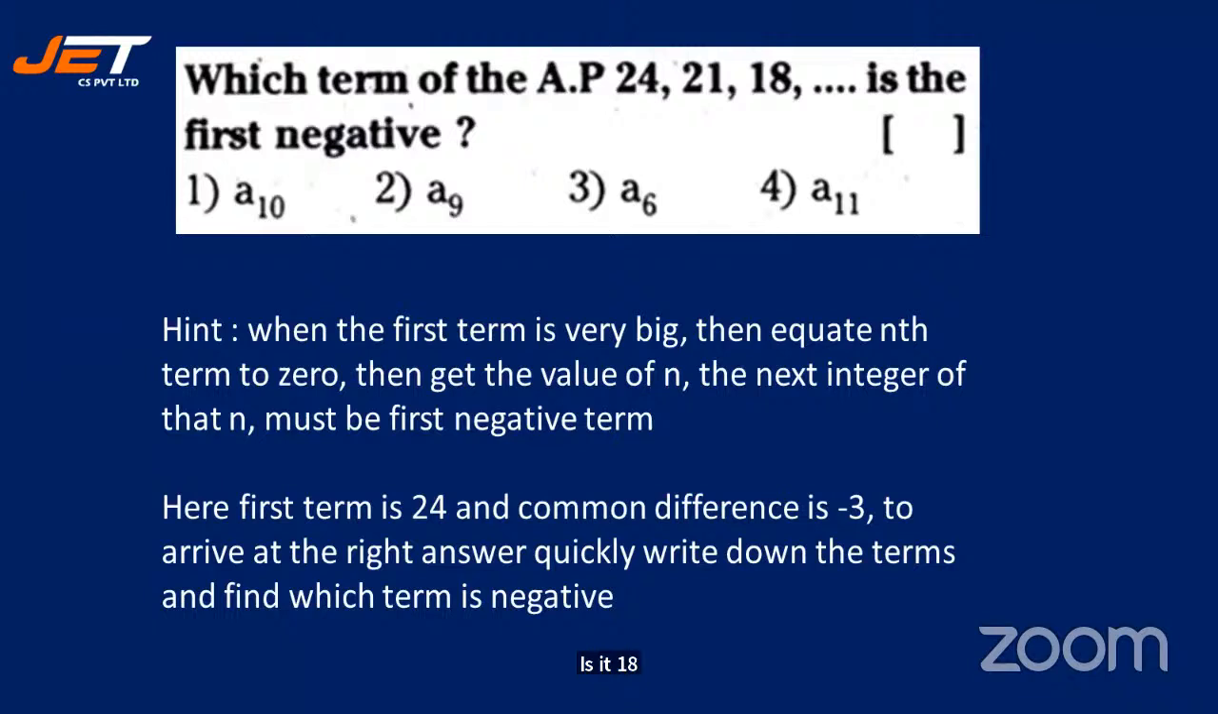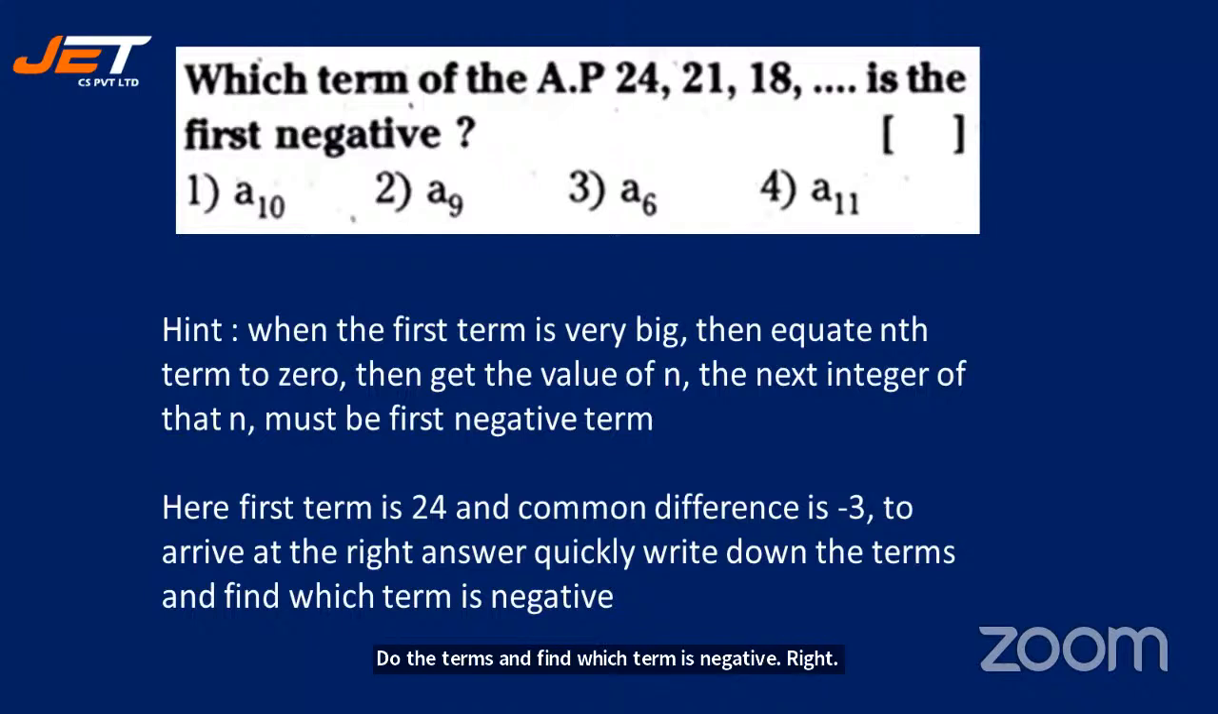Right. So now a hint is being given to you. When the first term is very big, then equate nth term to 0. Then get the value of n. The next integer of that n must be first negative term. Here, first term is 24. And the common difference is -3. How? 21 minus 24 is -3. To arrive at the right answer quickly, write down the terms and find which term is negative. Right? Hope you would have understood, isn't it?